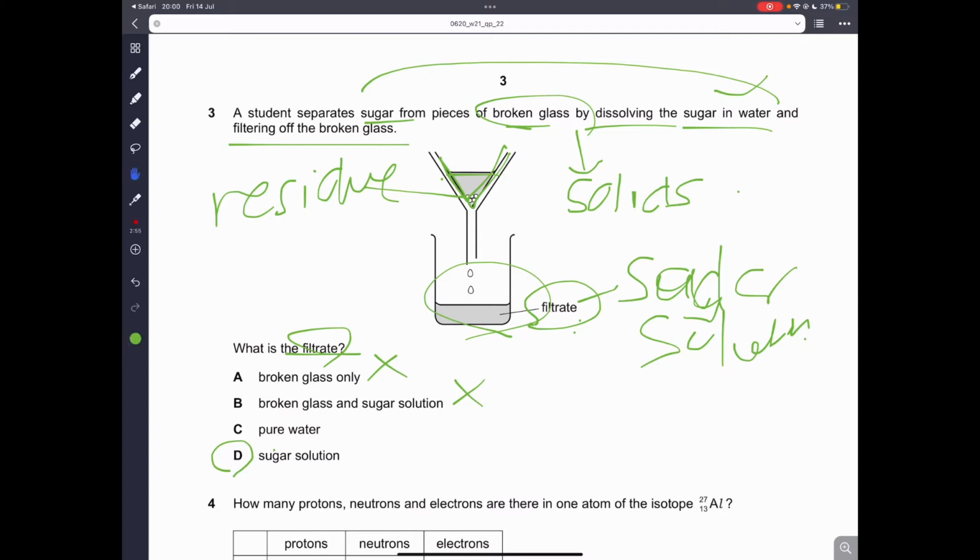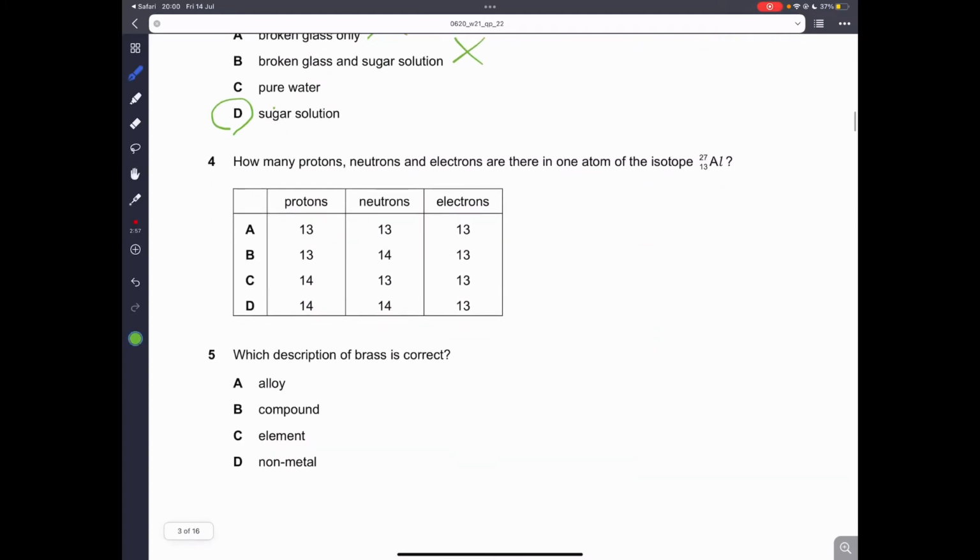Moving on, question number 4. How many protons, neutrons, and electrons are there in one atom of isotope Al-27-13? Now you have to know the isotopic way they generally write the structure. When you look at your periodic table, they will not show you in this isotopic form. So you will have to know.